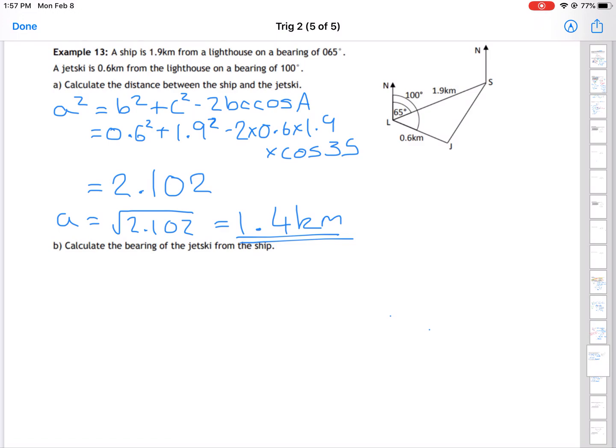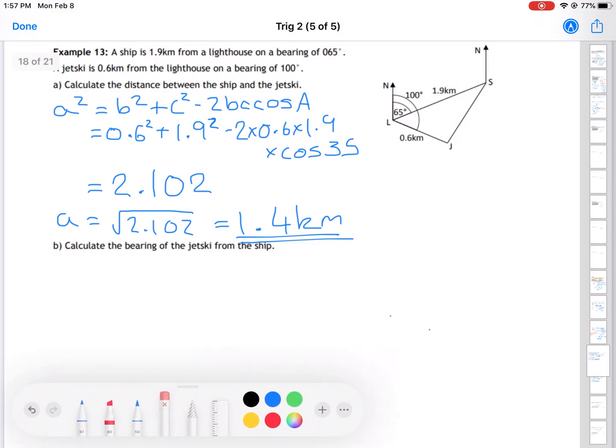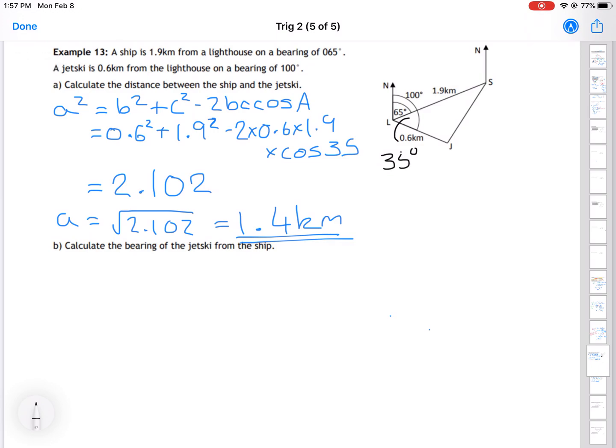So now we want to calculate the bearing of the jet ski from the ship. In this case, I'm just going to mark in that that angle was 35 degrees because we might need that. I want to go from the ship, so from the ship, which is here, I'm looking at bearing, so I have to go along the north line, from the north line round to the jet ski. So it's ship to jet ski.